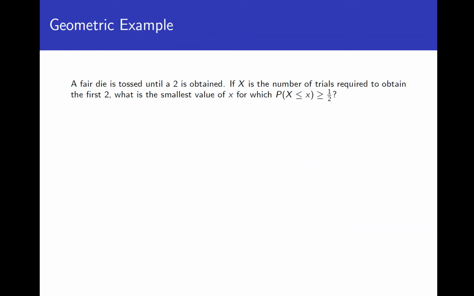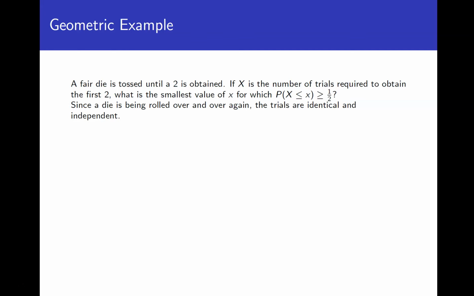Here's a geometric example. We're going to roll a die over and over again until we see a 2. If x is counting the number of trials until we get that first 2, what's the smallest number of trials for which the probability that we're less than or equal to that number is greater than 1/2?